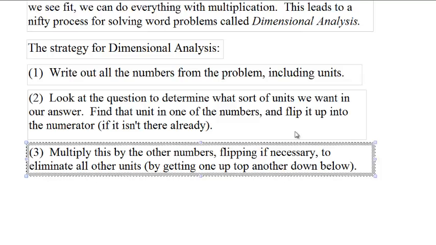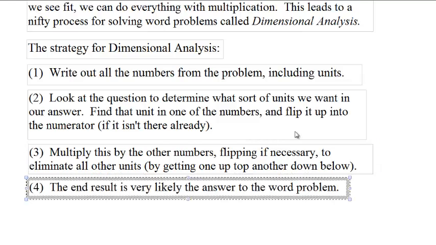You flip them or not to get the units that you don't want to have one up top, one down below so that you can cancel them. When you're done, you'll have a number with just the unit you want, and so much of the time, that is the answer to the word problem. And I'm going to do a number of examples now, but in separate videos.